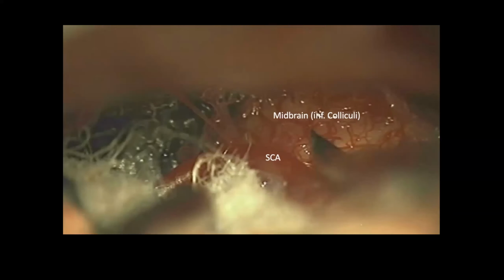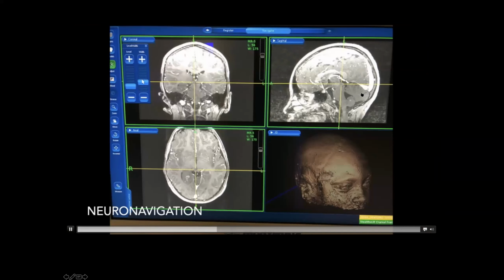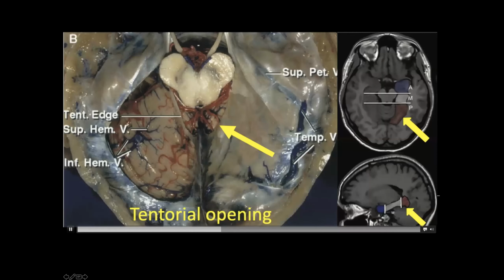Next, you'll want to expose the midbrain, more specifically the inferior colliculus and the superior cerebellar artery, which you see here. And then once you've exposed the inferior colliculus and the superior cerebellar artery, you can extend laterally along the quadrigeminal cistern. And here I am gently retracting the cerebellum. You see the midbrain, both the rostral and the caudal trunk of the superior cerebellar artery, and the fourth cranial nerve. This is a critical step of the procedure, and you'll want to follow the fourth cranial nerve all the way from its cisternal segment to its tentorial segment, where it enters the tentorium, so that you can later safely open the tent and preserve it.